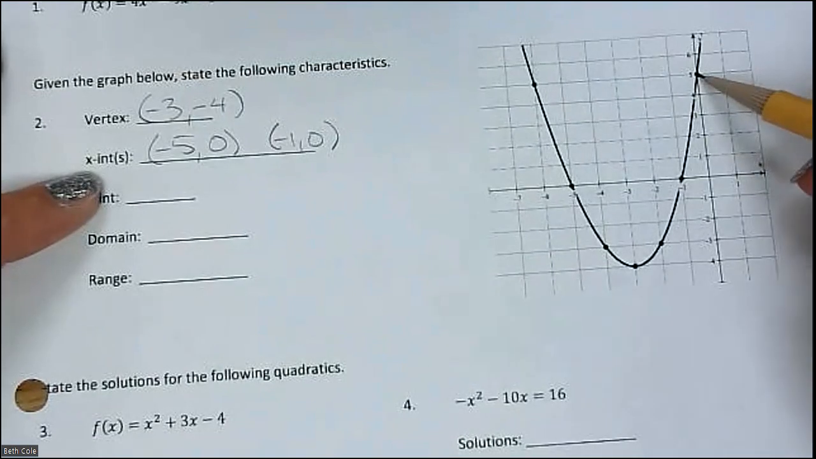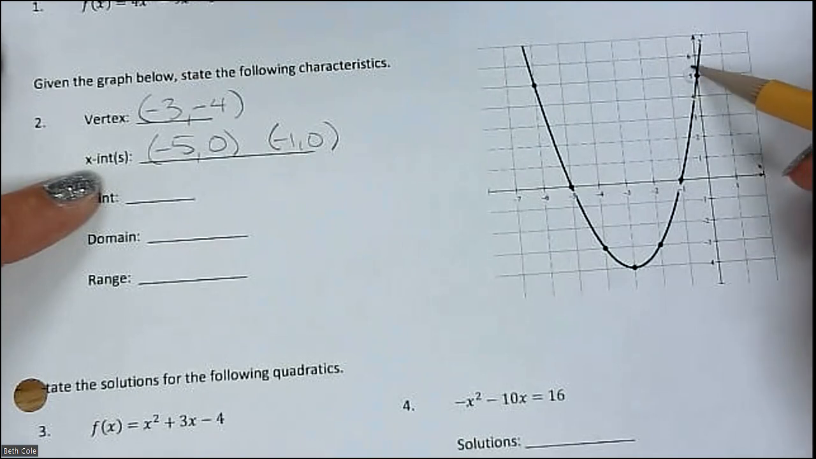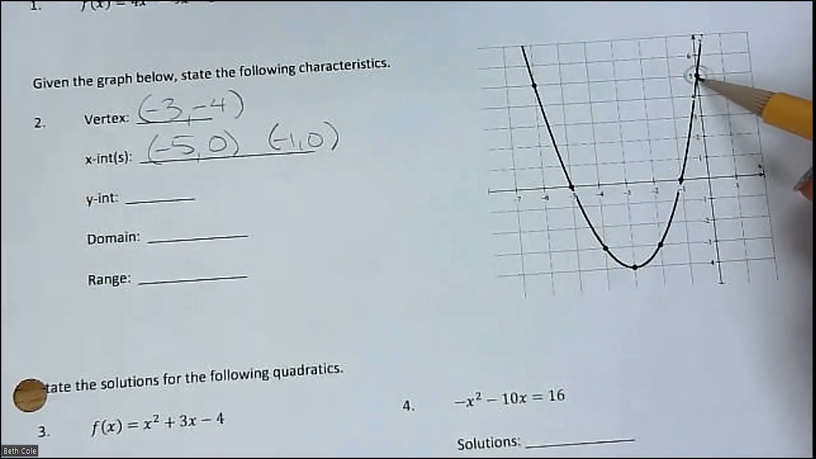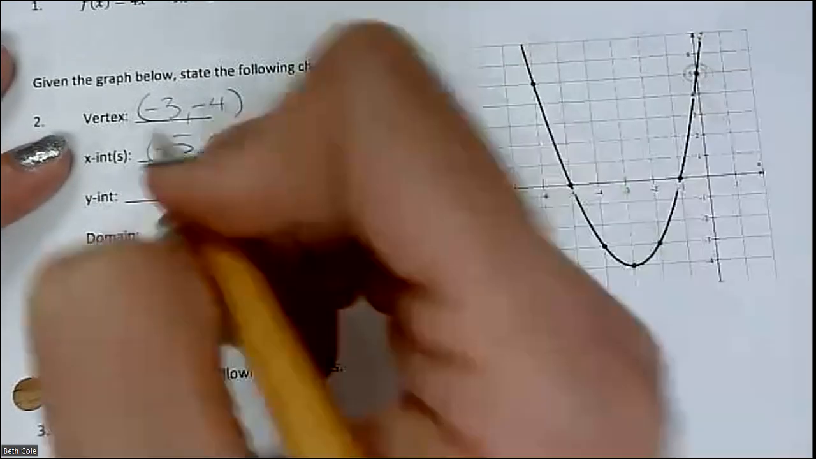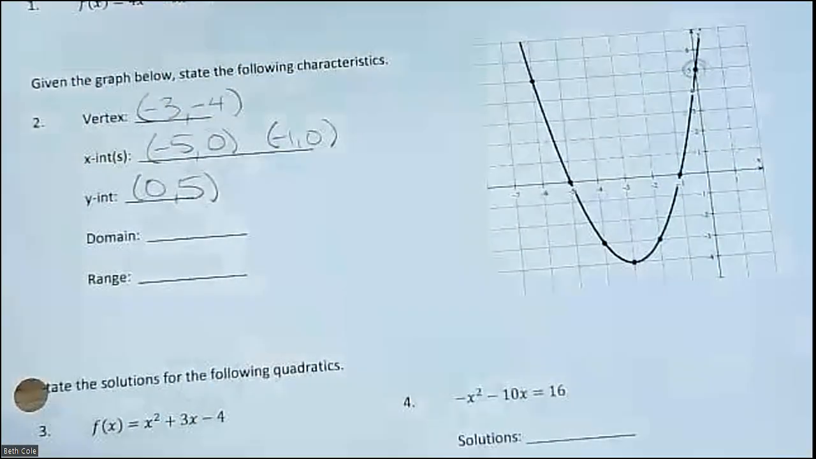Y-intercept, that's this one right here. Well, it's right here. Do you see what I'm, you have to kind of look and watch me point to it because that's the best explanation I have. So where is the Y-intercept? 0, 5. Yep, 0, 5.